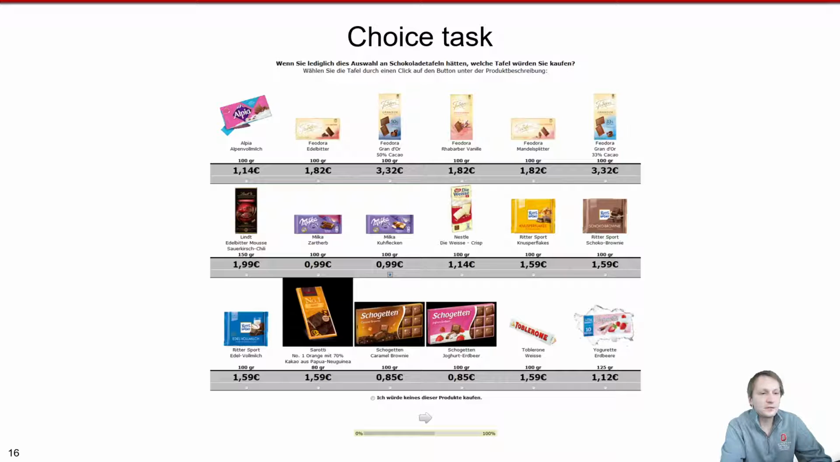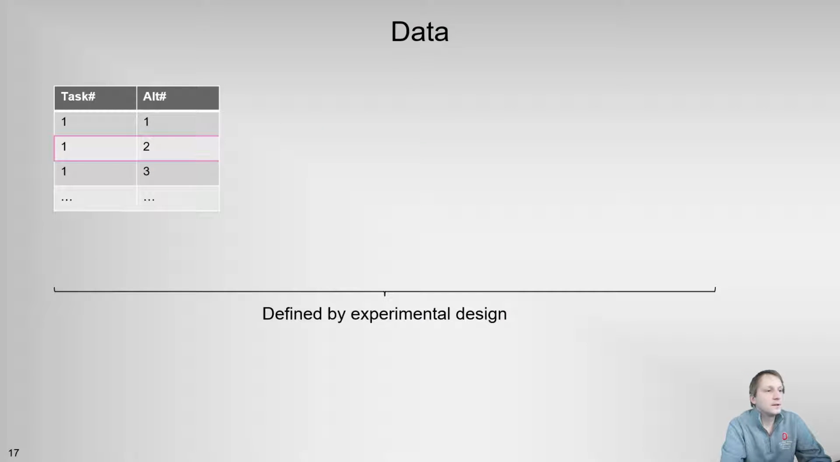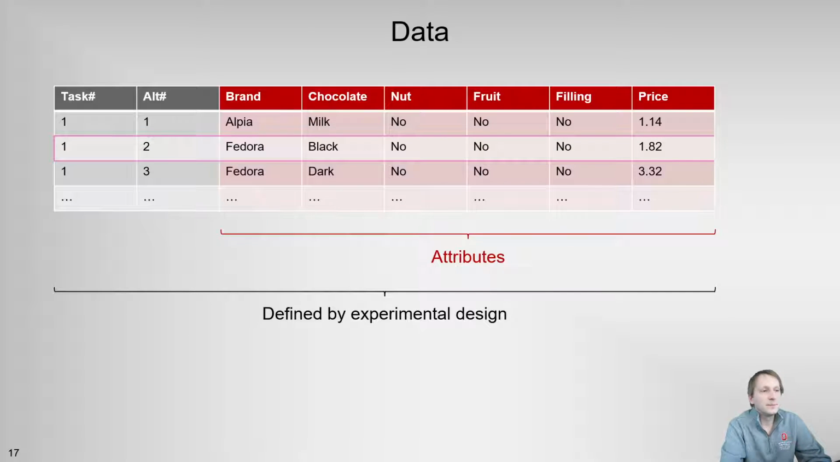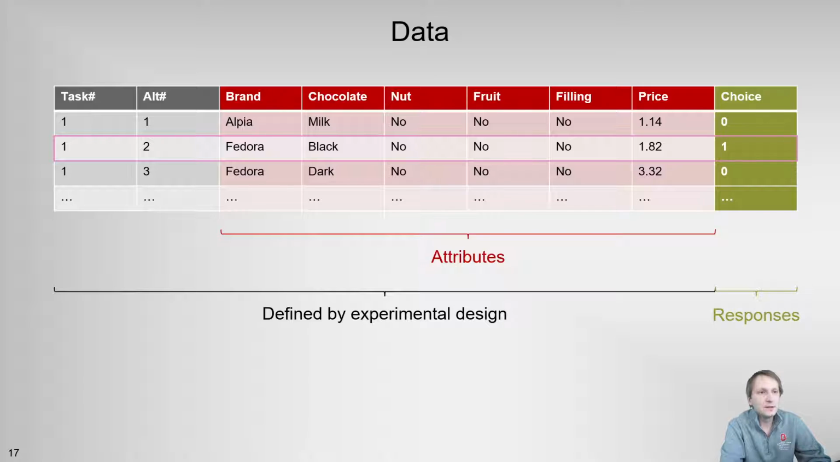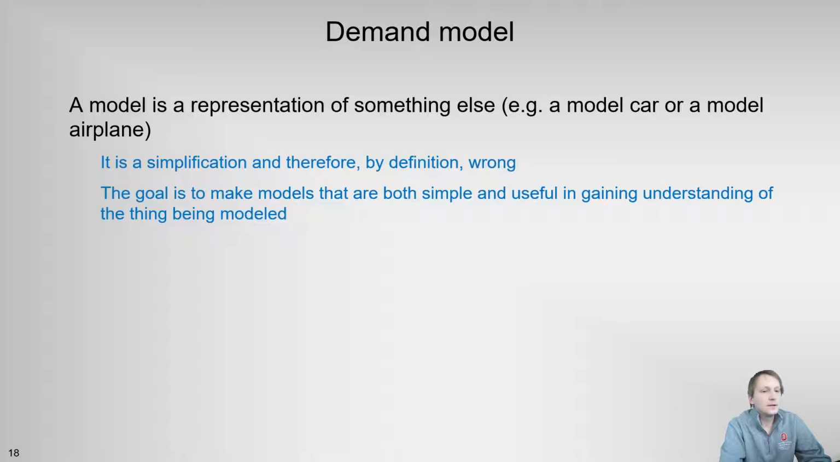Again, respondents choose the option they want, or they say they don't find any of these choice alternatives acceptable. So what does the resulting data look like? In the first few columns, you have identifiers for the choice task and the choice alternatives that are shown to the respondent. Then you have the characteristics of each of these choice alternatives in terms of the attributes that we've defined in the experiment, including the price. And then you're recording the actual response, which of these choice alternatives they would actually choose. So that data you can then use to fit a demand model.